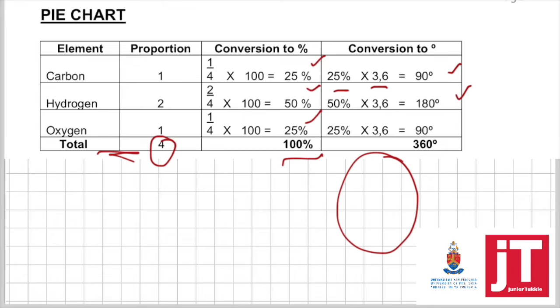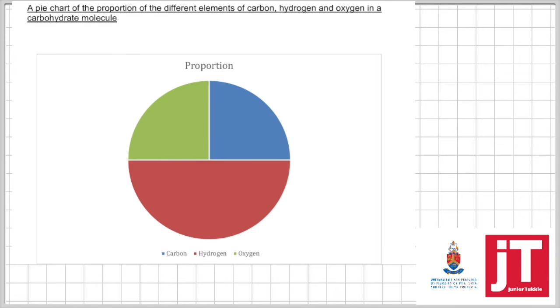And of course, 25% is the same as 90. And then you get 360 degrees. Always make sure you have 360 degrees. And then you are ready now to plot your pie chart.